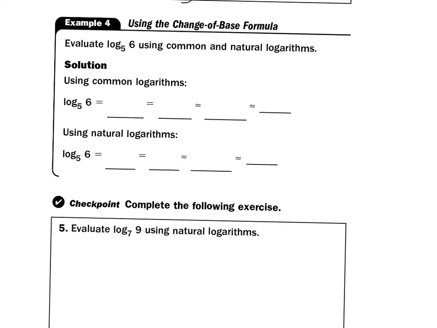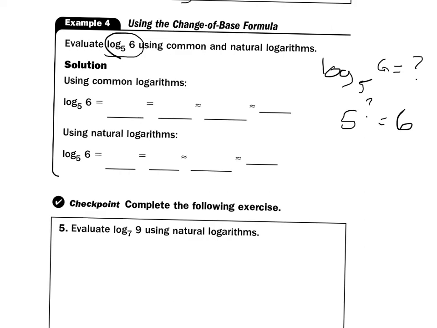In example 4, it says change log base 5 of 6 or evaluate it using common and natural logs. Let's just remind ourselves what we're really trying to figure out here. It's asking, what is the log base 5 of 6? What's that equal to? In exponential form, we're asking 5 to what power is 6, which is a number that's not very obvious. It's a little bit bigger than 1 probably, if we have to guess. In order to do this using our calculators, we have to use the change of base formula.